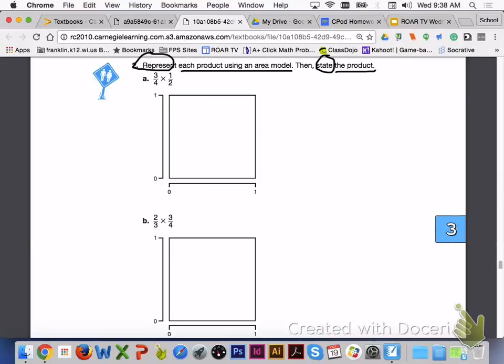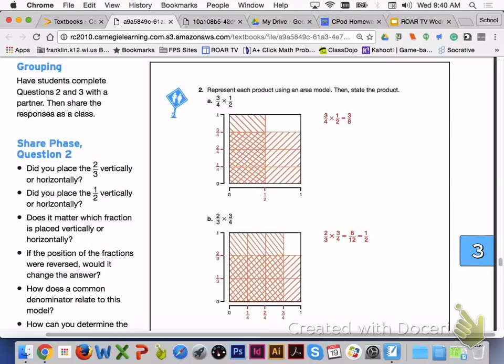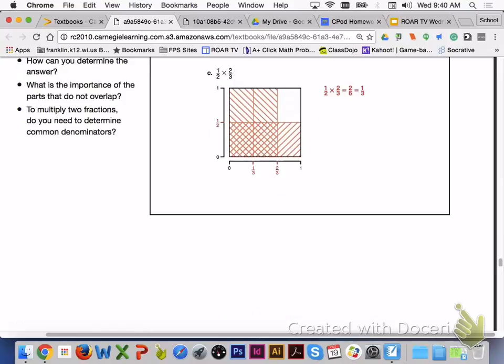Turn to page 191, answer number 2, letters A through C with your group members. Number 2, letter A, here is what your area model should look like. 3/4 times 1/2 is equal to 3/8. For letter B, this is what your area model should look like. 2/3 times 3/4 is equal to 6/12. You can simplify that to 1/2. And this is what your area model should look like for letter C. 1/2 times 2/3 is equal to 2/6, simplified 1/3.